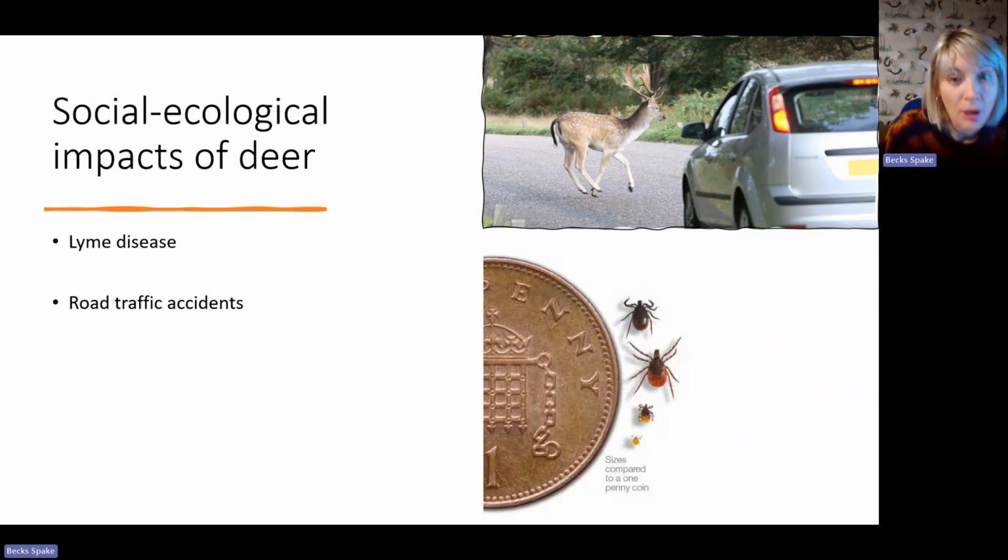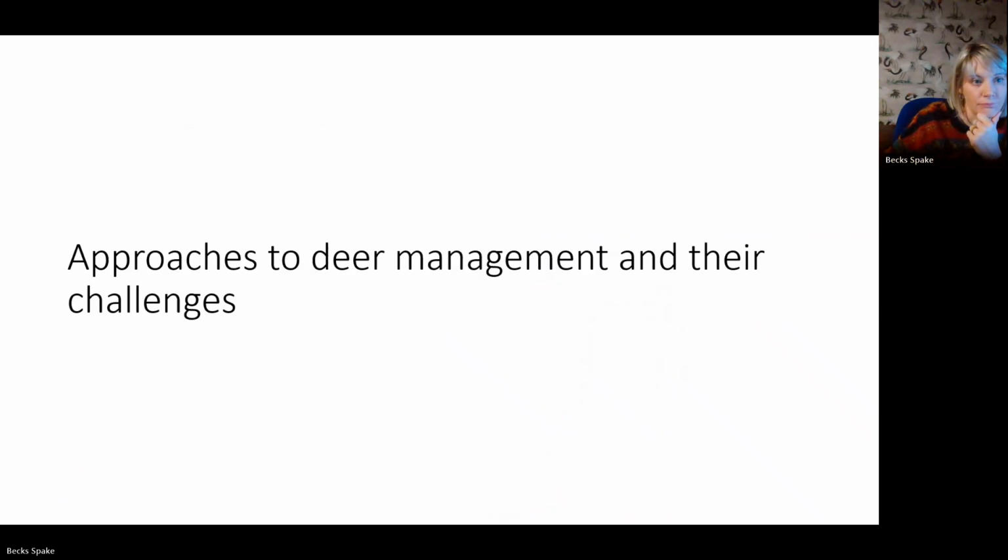Now, deer also pose a risk to public health. They're really important to the survival and movement of ticks that carry Lyme disease. That's a bacterial infection in humans that can cause serious illnesses if left untreated. And deer also threaten public health by being involved in about 74,000 road traffic accidents per year in Great Britain. So that's a serious issue as well that needs managing.